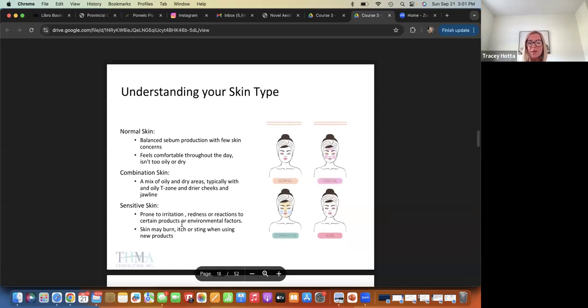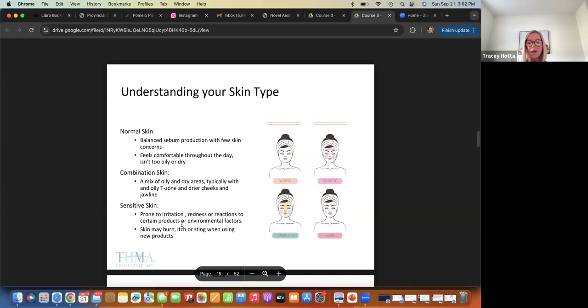Normal skin has balanced sebum production with very few skin concerns. It feels comfortable throughout the day, it's not too oily or dry. Combination skin, it's a mix of oily and dry areas, typically oily in the T-zone areas and drier in the cheeks and jawline.